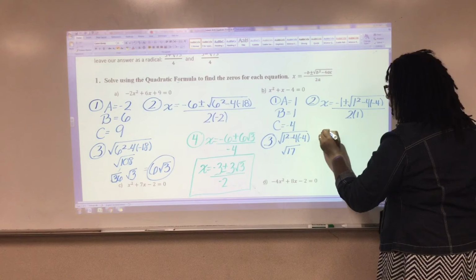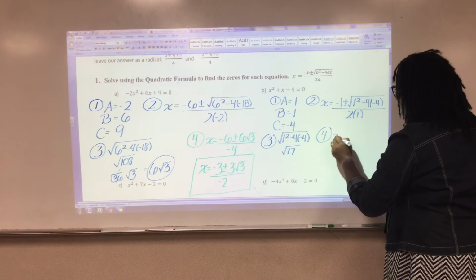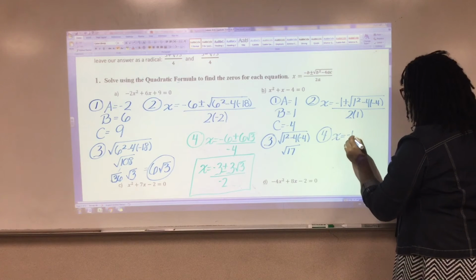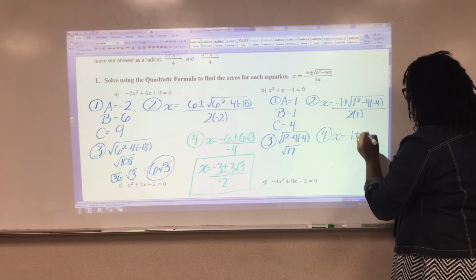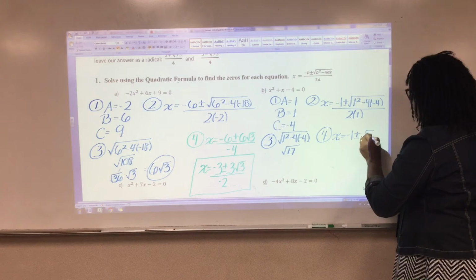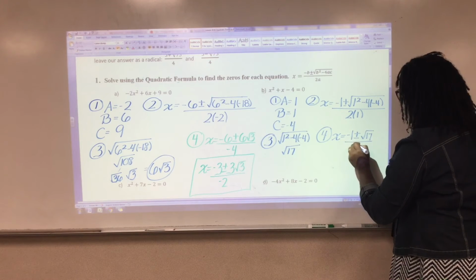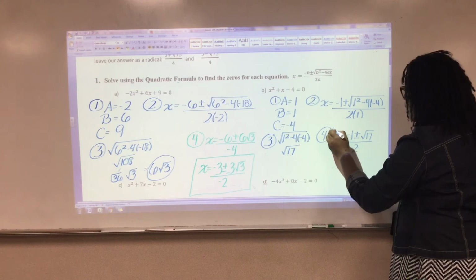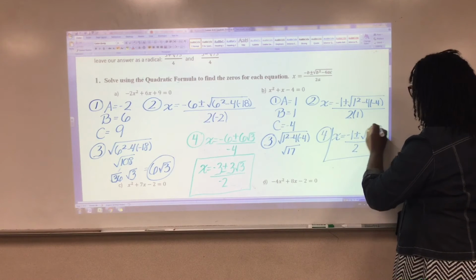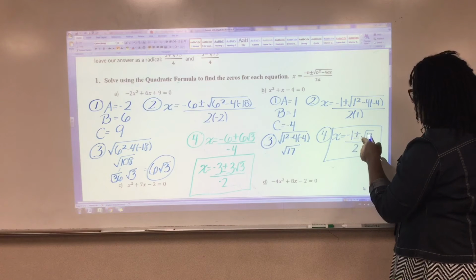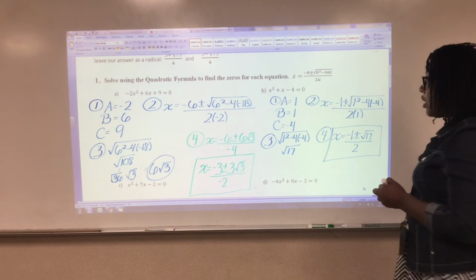Last but not least is step 4. We're still going to keep our x equals -1, but our long radical turned into the square root of 17, and 2 times 1 is 2. There's nothing more for us to simplify because our whole numbers, again, are -1, 1, and 2, and they're already in the simplest form.